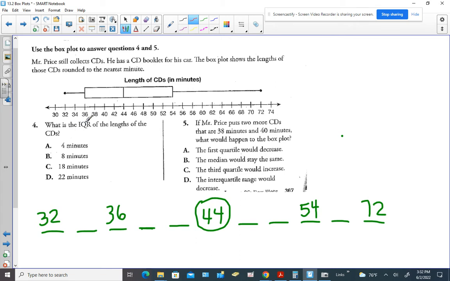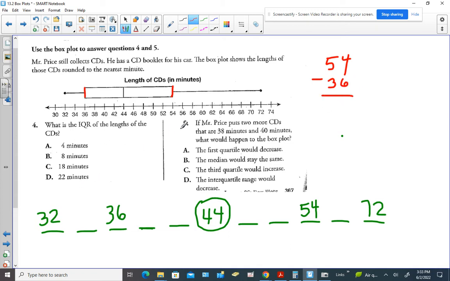Now remember, IQR stands for interquartile range. So that's from here to here. How long is the line that we could draw from here to here? How do we find it? We subtract the third quartile, or the upper quartile, which in this case is 54, and the lower quartile, or sometimes called the first quartile, is 36. Subtract those two numbers and it'll be one of these.